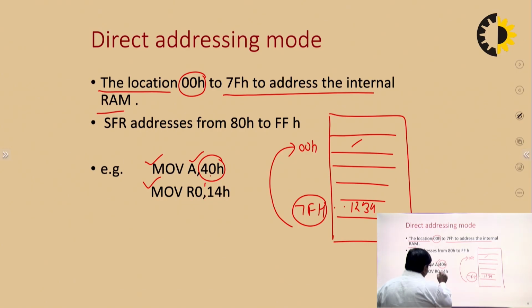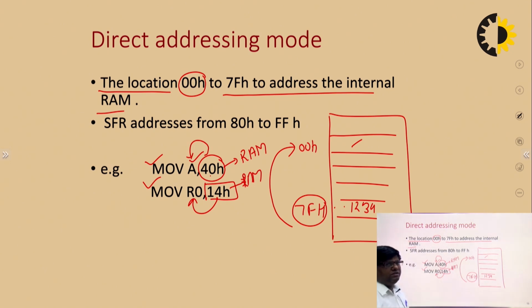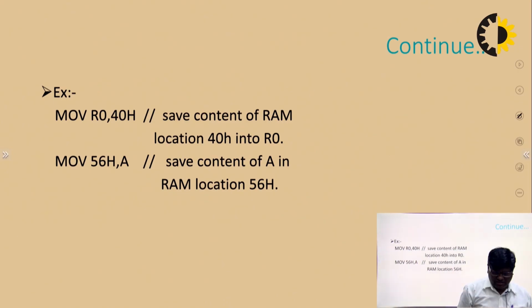Now simply we take another example. From this memory location, this address is associated with RAM. From RAM or main memory, from this address, data is transferred into this memory location. Similarly, from this to this. This is another example for a better understanding of the direct addressing mode.